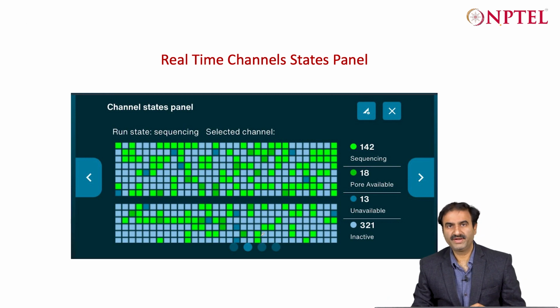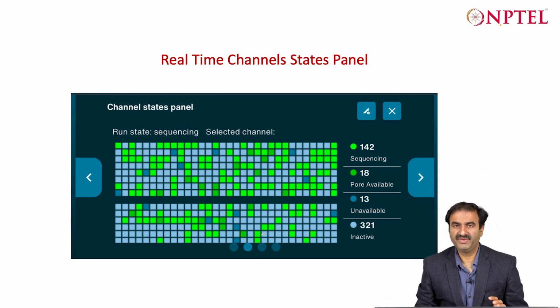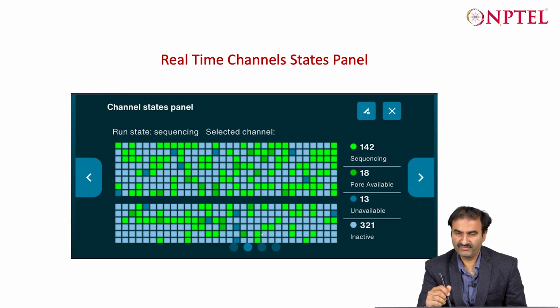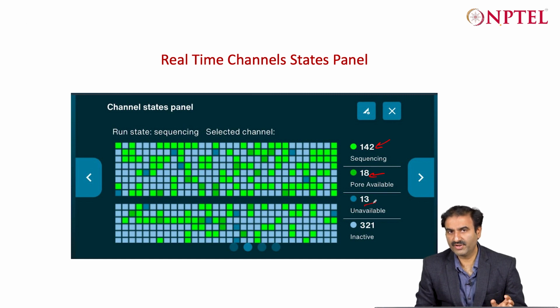Now in real time, on your PC or the device attached to the flow cell, you can see this kind of picture, which clearly tells how the run is progressing. You can see that these are all the pores which were there, of which 142 are currently sequencing. 18 pores are available for sequencing, and they may get DNA and increase this number of 142. 13 pores are unavailable for sequencing, that means you can no longer use them, and 321 are inactive.